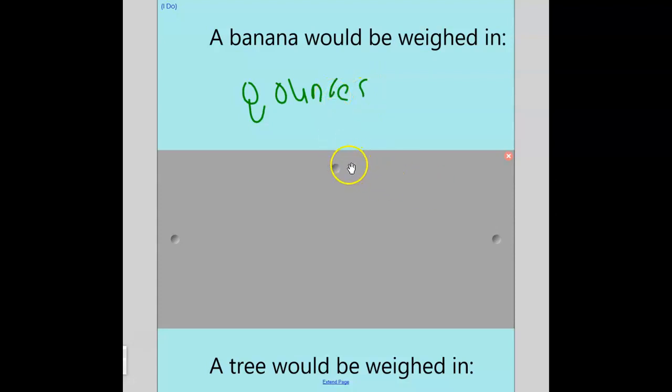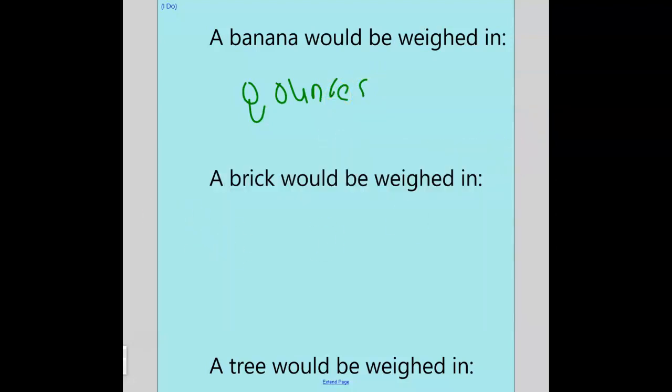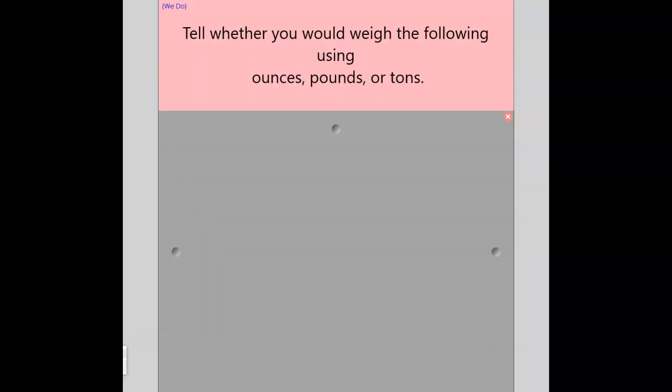Okay, here's my next one. A brick. A ton would be way too much, and ounces would be a little too light. A brick would be similar to probably a few footballs in your hand, so a brick would be weighed in pounds. And then finally, a tree. A tree is definitely heavy, so we are going to say a tree would be weighed in tons. Okay. You're going to think about these ones, and then we're going to check and see how you do.